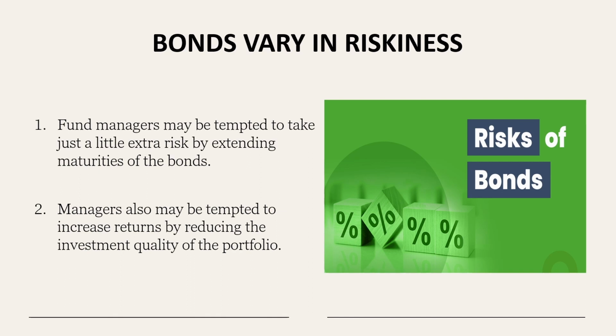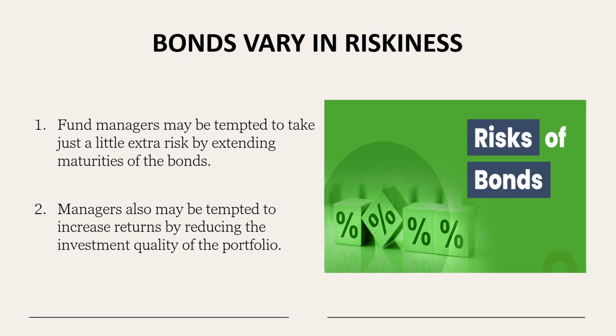Now Bogle talks about two major risks in bonds. The first one is that a bond manager can take some extra risk by extending the maturity of the bonds. In general, it has been mentioned that longer-term bonds have higher risk, and because of the higher risk, their yields are also higher. So sometimes a bond manager can take extra risk by extending the maturity of the bonds.